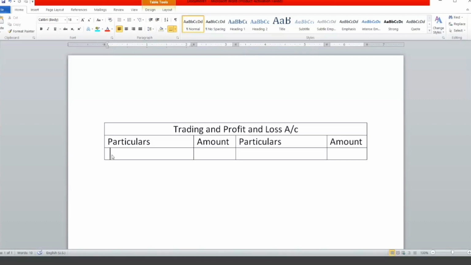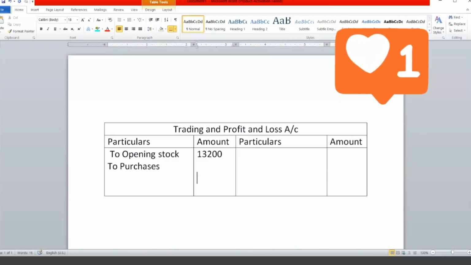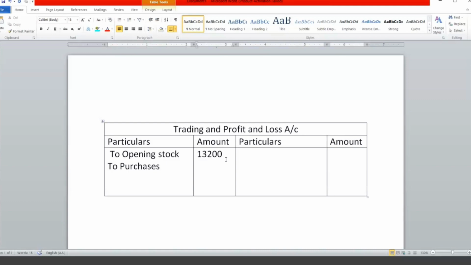First, we start with the trading account. All of you know the format, right? Trading and profit and loss account, particulars amount, again particulars amount. So now first we start with opening stock. What is the amount of opening stock given in the question? It is 13,200, right? Next, after opening stock, purchases. What is the amount of purchases? The amount of purchases is 40,000.